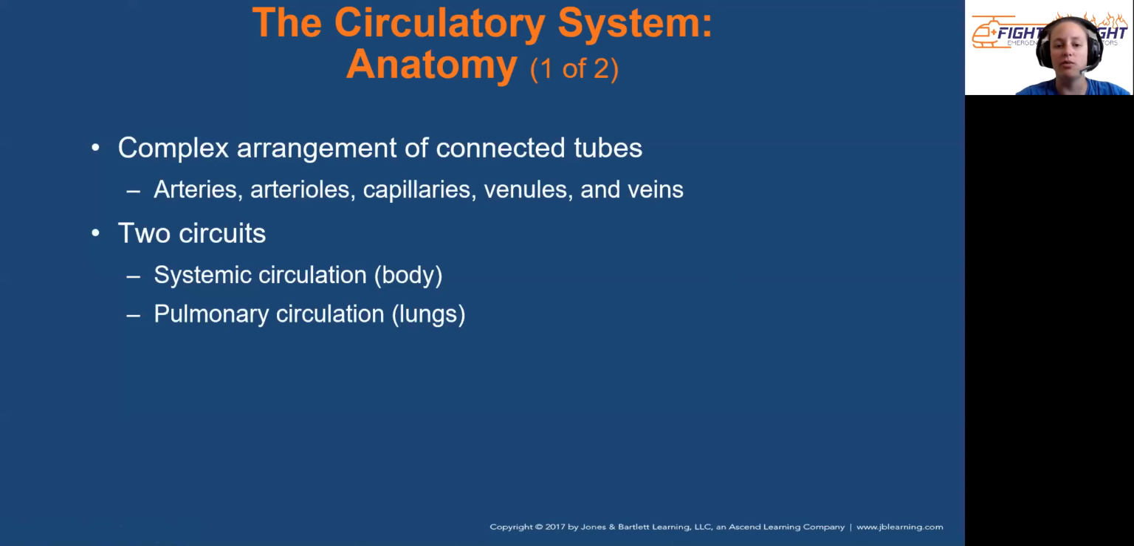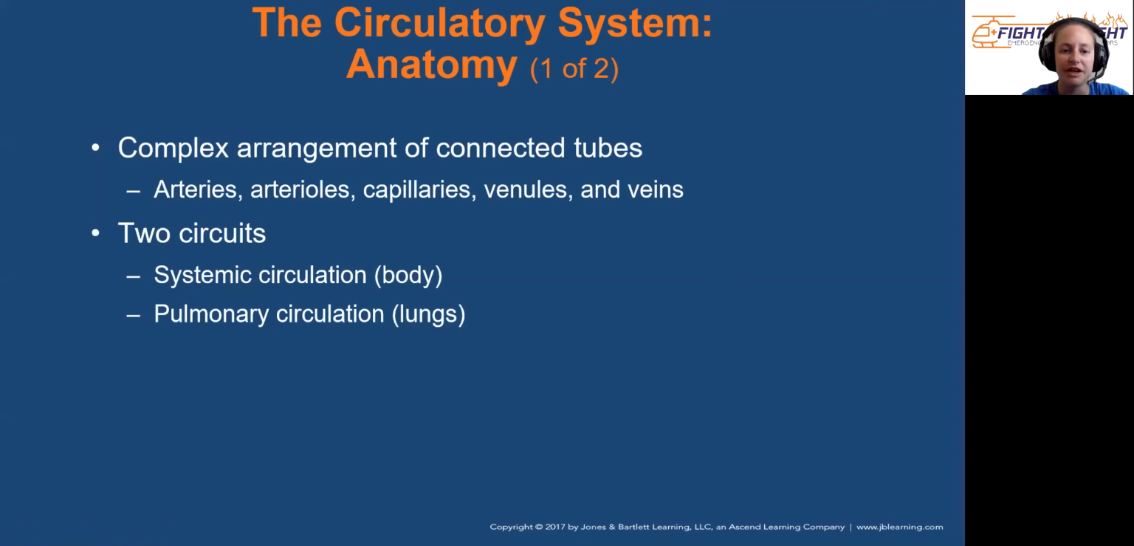And they pick up all the waste and carbon dioxide and they bring it back to your heart so that you can send it over to your lungs and exhale it. So all these tubes, the ones that go away from your heart that carry all the oxygenated blood with nutrients are called arteries. And as those arteries get smaller and smaller, we call them arterioles.